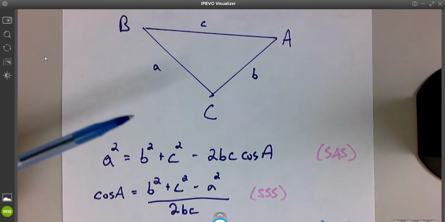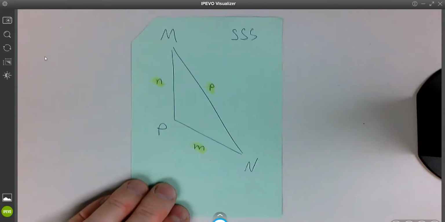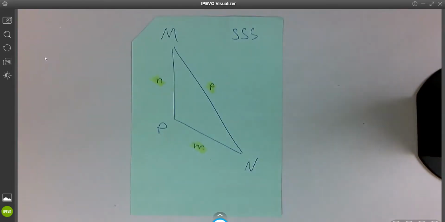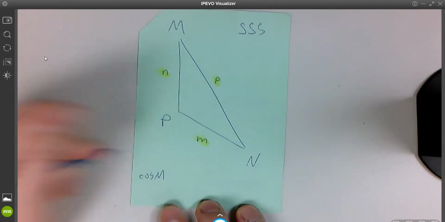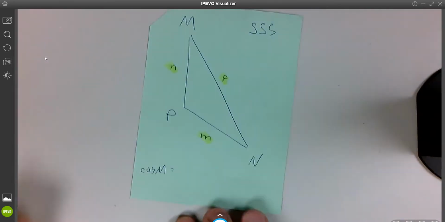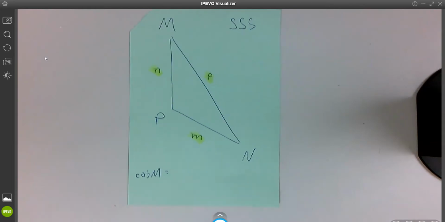Think you got it? Think it's pretty easy? Let's try that thing we did again, okay? Hit pause if you need to and try to translate this one. Let's solve for angle M. So I know I'm going to have cosine of M equals, and then I want you to write the formula down involving M, N, and P, lowercase, to figure out what that is.